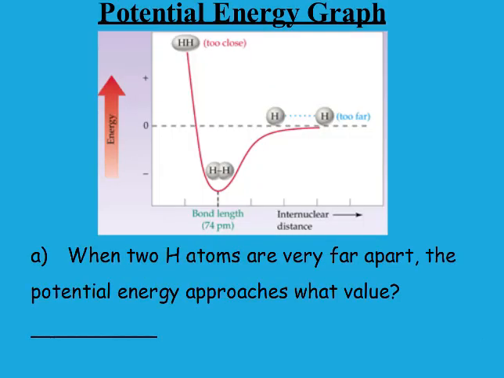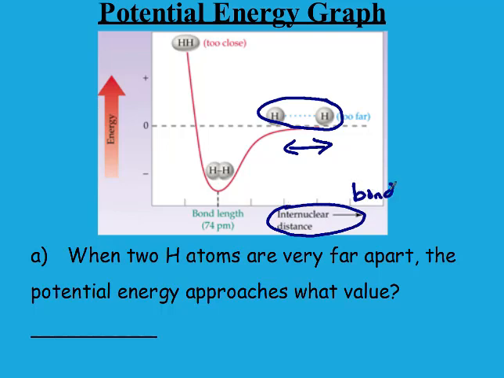One type of graph that you're going to have to be able to read is a potential energy graph. So let's look at it before we look at some of the questions. Here we have two hydrogen atoms and they're too far apart. As you go left to right, you have the internuclear distance, so basically bond length. Then as you go up and down, this is energy. So this one has to do with bond strength.